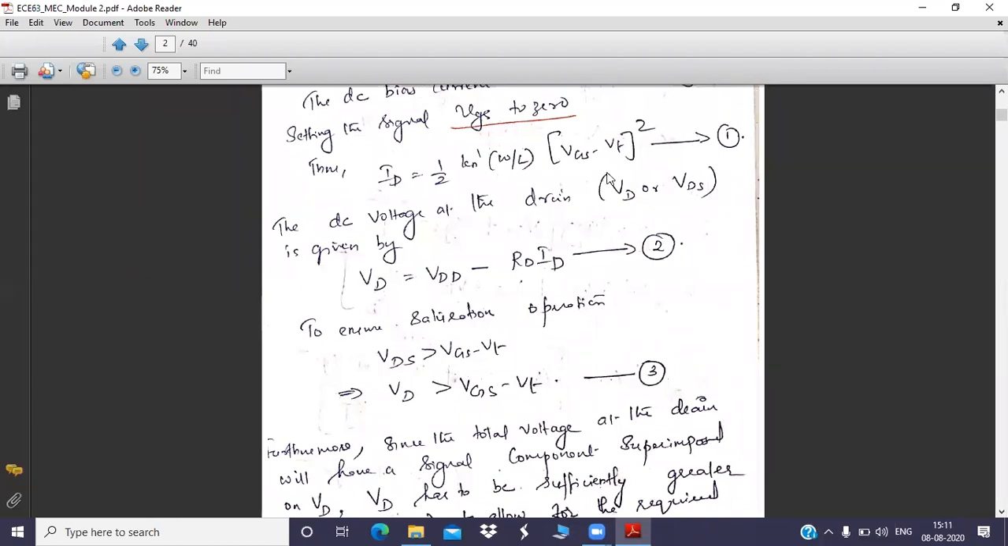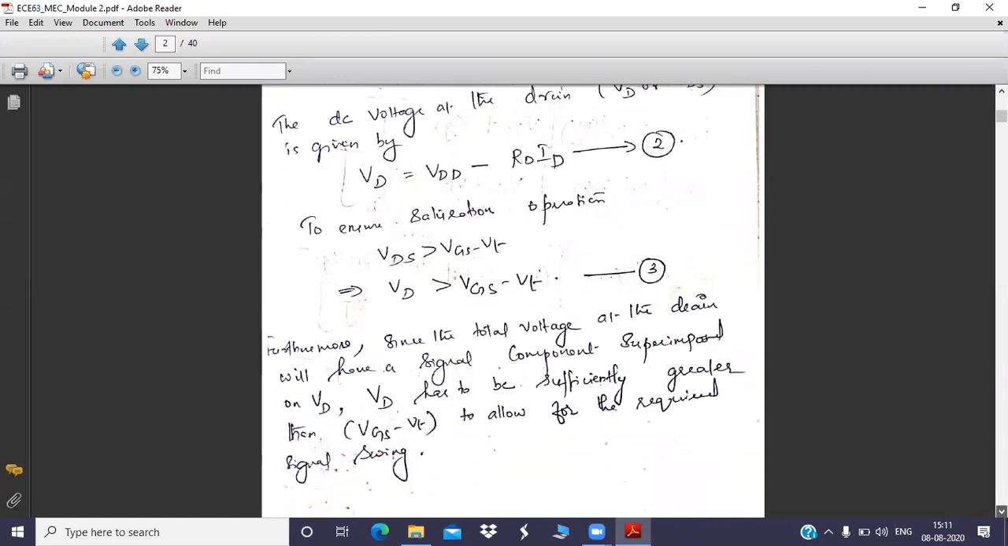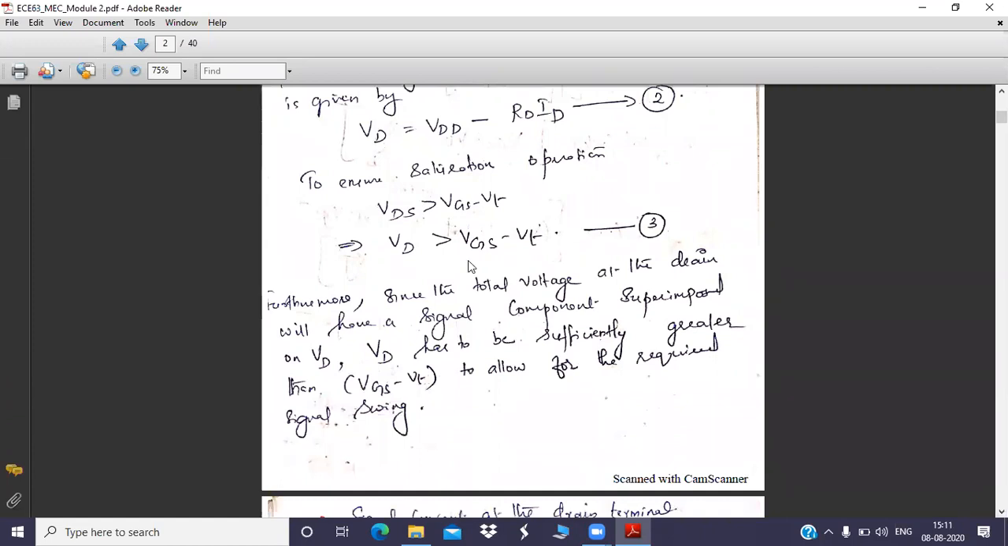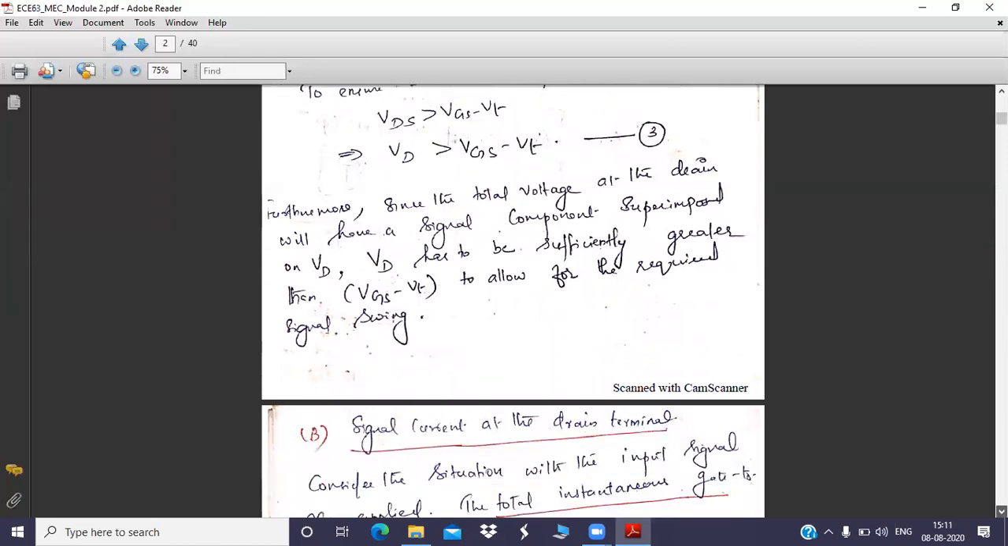Okay, so in the DC bias point, we are trying to fix the drain current with respect to this equation, and the output voltage with respect to this equation. And what we have to maintain, at least, is VDS should be equal to VGS minus VT, and for good saturation operation, it should be greater than VGS minus VT. Okay, because unless it is biased in saturation operation, we will not get the faithful amplification process.